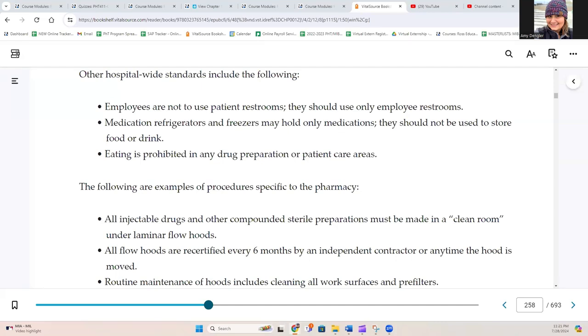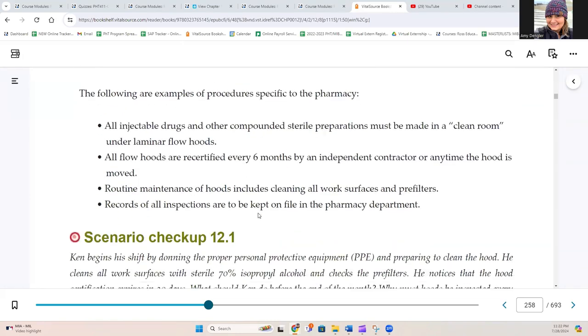Other hospital-wide standards include the following. Employees are not to use patient restrooms. They should only use employee restrooms. Medication refrigerators and freezers may hold only medications. They should not be used to store food or drink. Eating is prohibited in any drug preparation or patient care area. And the following are examples of procedures specific to the pharmacy.